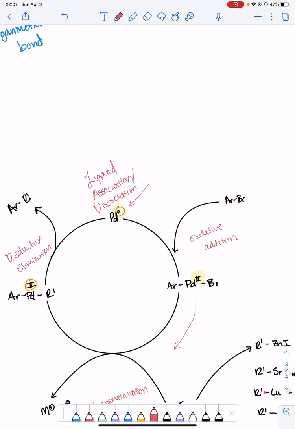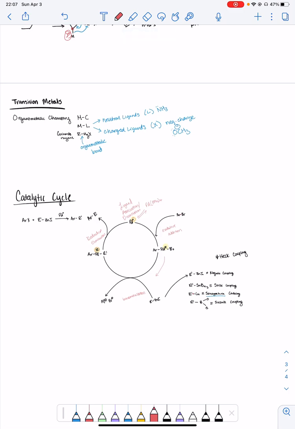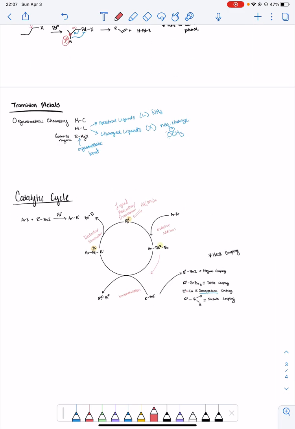Hopefully we go a lot more in depth about the catalytic cycle because I don't completely understand it, but I think that's pretty much a good grasp on what we did in this first week of class.